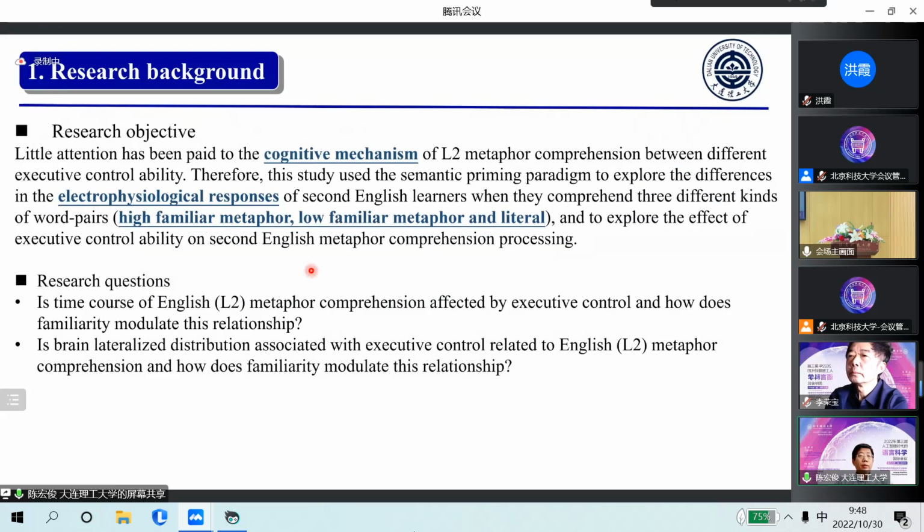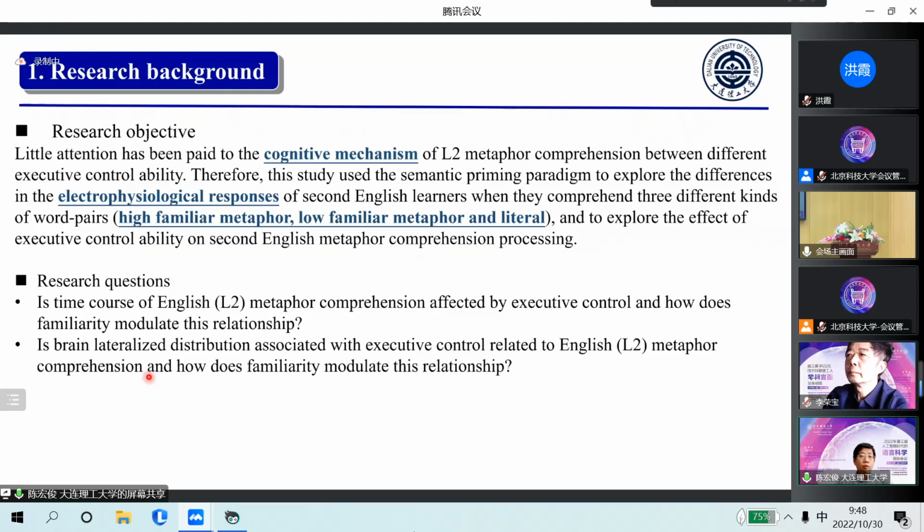So our research objective is to see the mechanism of L2 comprehension between different executive control abilities. And then we use the semantic priming paradigm, and also to see the Chinese EFL learners, especially second language learners, to see these different word pairs, how they respond to different word pairs.